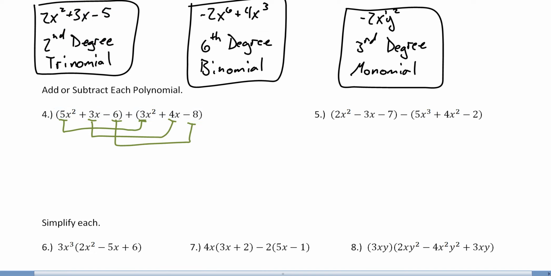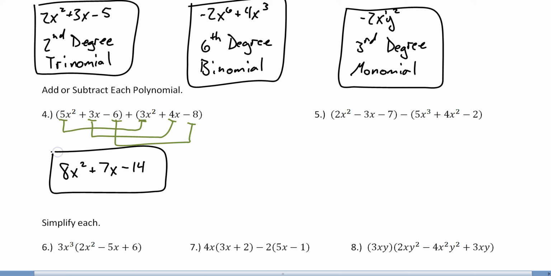So again, we just combine these like terms. When I add them together, the variable part stays the same, so you don't do anything with the exponents. A 5x squared plus a 3x squared, I add the coefficients. That's an 8, and it stays as x squared. Same thing next, the 3x and the 4x, you add the coefficients. That's a 7, and the x stays as an x. The negative 6 and the negative 8 is a negative 14. And that's it.